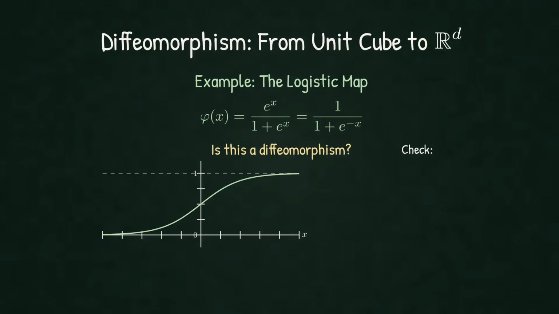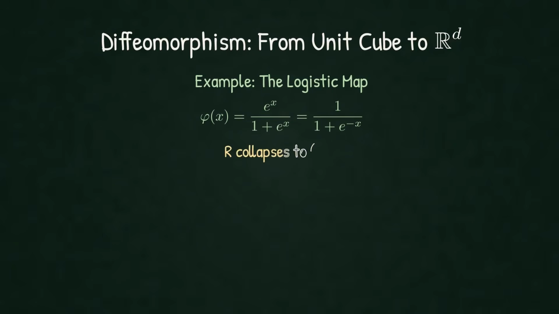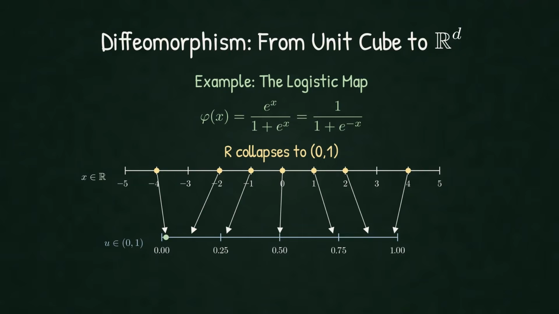Let's check. It's smooth, strictly increasing, so it's a bijection from R to the interval 0 to 1. And it has a smooth inverse. Yes, it's a diffeomorphism. Watch how the real line collapses onto the interval 0 to 1. Points from far left and far right are all mapped into this bounded interval.